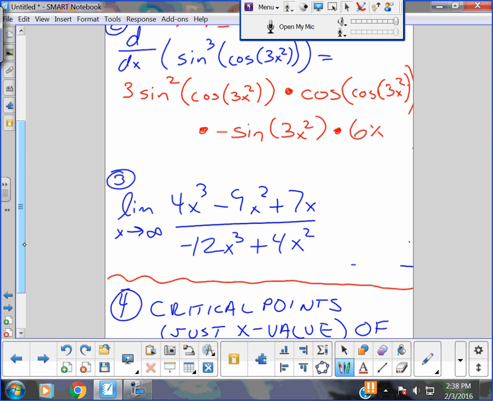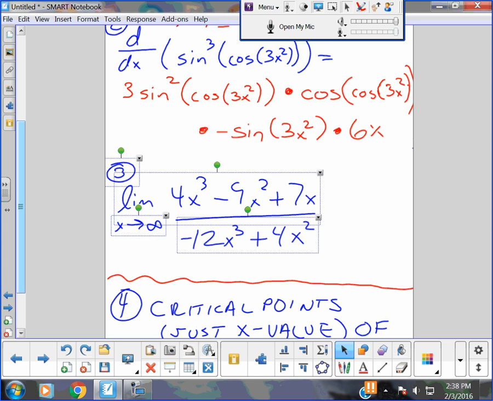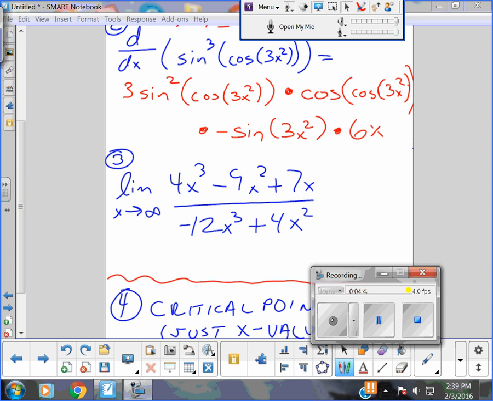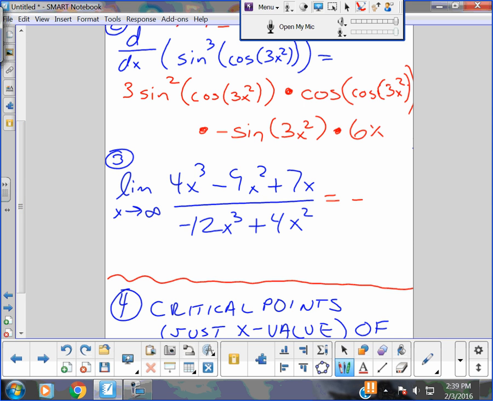The answer is negative 1/3. It is that easy. I'm going to go through the proof of it today. We should practice this to the point where we just see it. It is 4 over negative 12 because those are the highest orders. All right? And when we got it, I think what we all agreed is the answer to this is negative 4/12, which is negative 1/3.